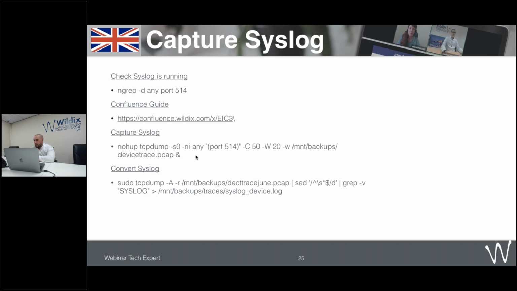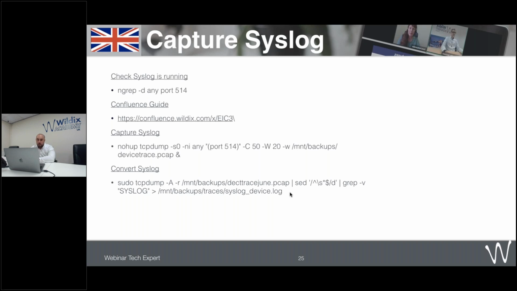If, again, the issue is inconsistent and we think it might be device related, then we might run this type of command, and this will consistently run, 50 meg, and rotate every 20. So once it reaches 20, it will create a new PCAP trace. So it's very similar to creating a long TCP dump on 5060, but we're capturing it on a different port.